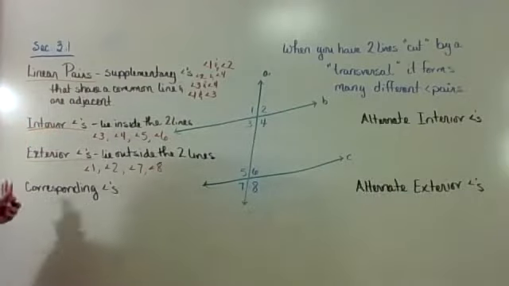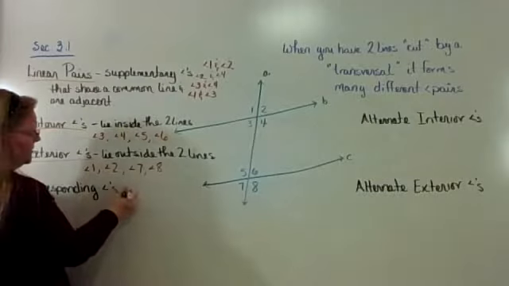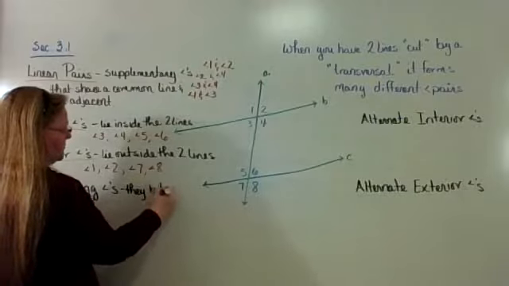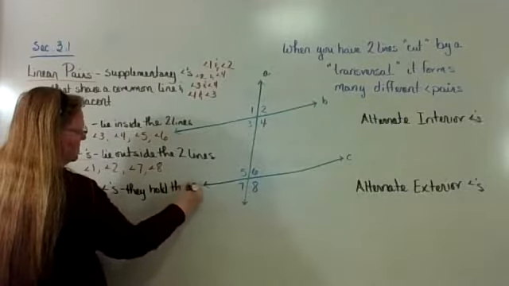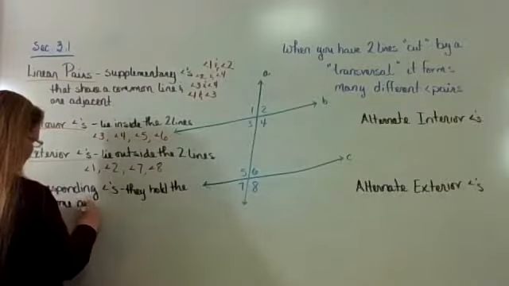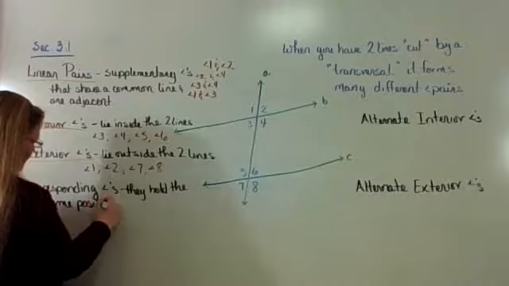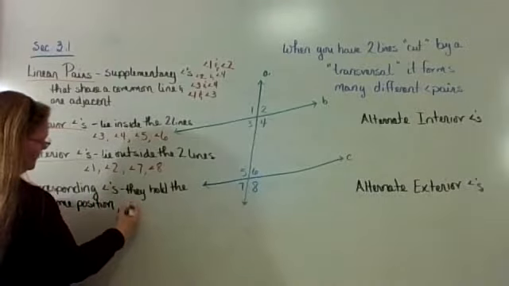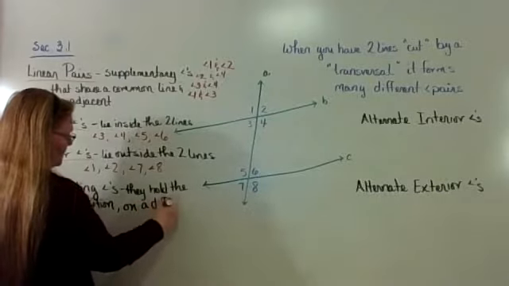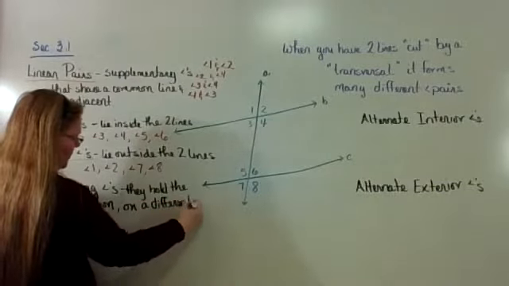And then we have something called corresponding angles. Corresponding angles correspond, which basically means they hold the same position on a different intersection.